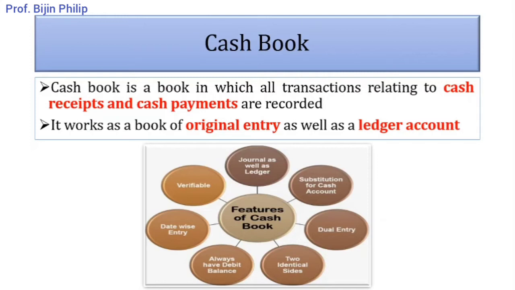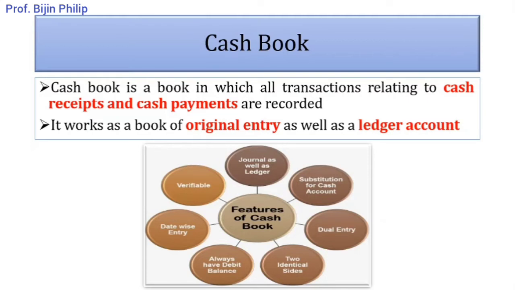In this sentence, you should be clear with the terms cash receipts and cash payments. For example, the company paying salary to the employees is a best example for cash payments. And if the company is receiving cash through the sale of goods and services, it is a good example for cash receipts. So all such cash receipts and cash payments we will record in cash book. So the simple meaning is, it is a book in which all transactions relating to cash receipts and cash payments are recorded. Now we'll see what are the important features of cash book.